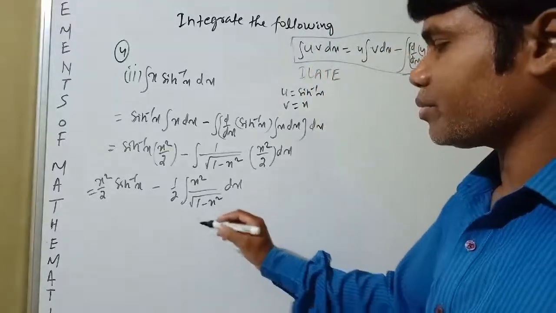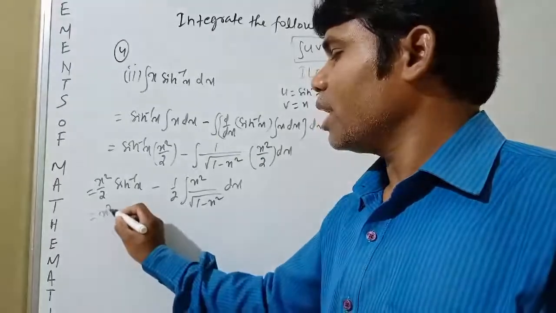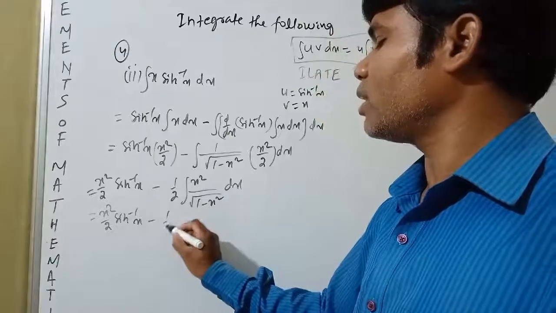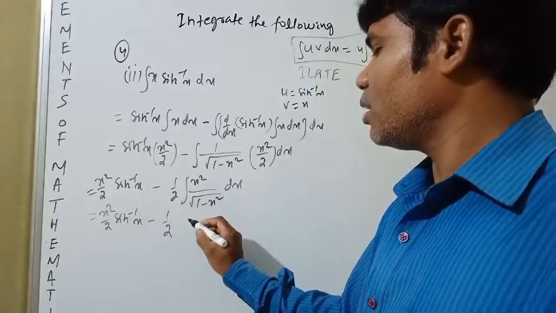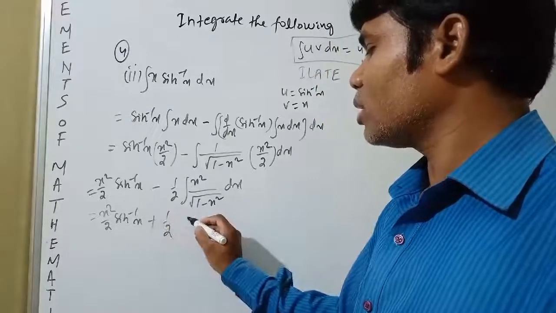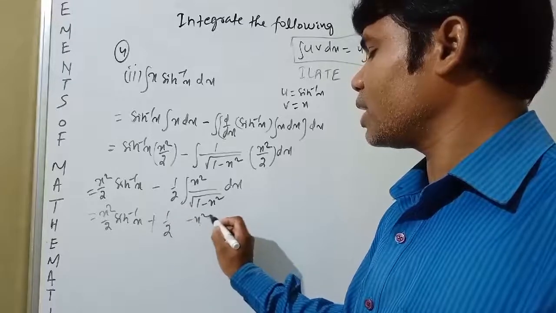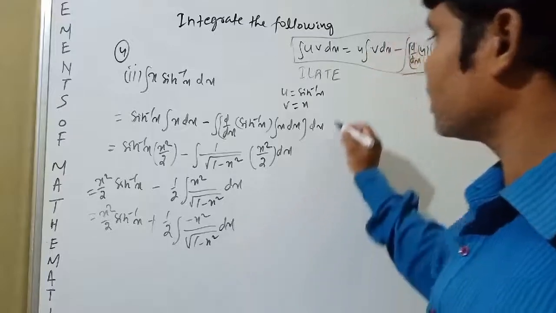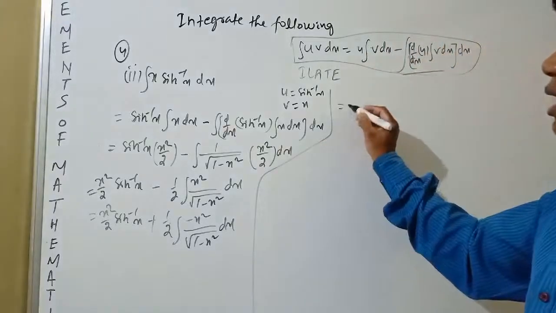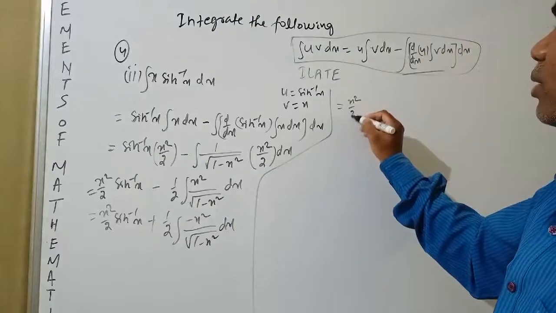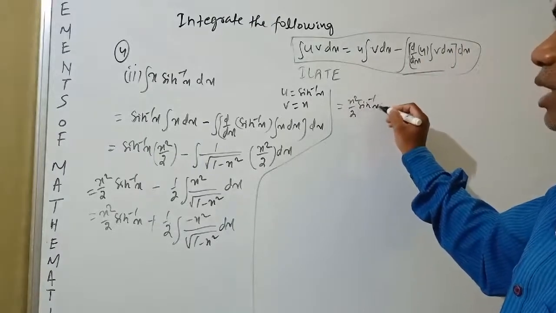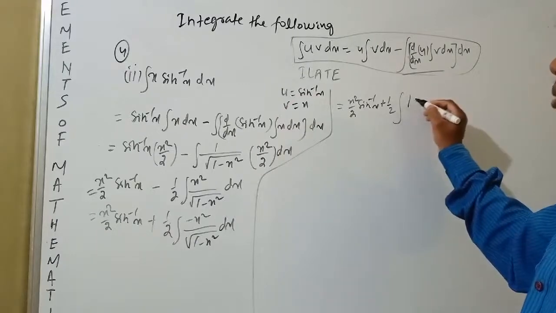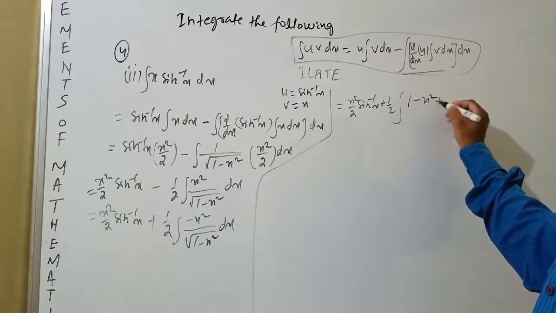Here you see, x square by 2 sin inverse x, a little adjustment is required. You write plus half, minus x square by root over 1 minus x square dx. So it is equal to x square by 2 sin inverse x plus half. You write plus 1 minus 1, that is 1 minus x square plus 1.